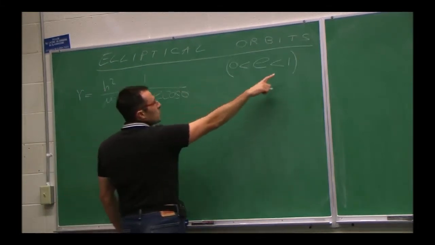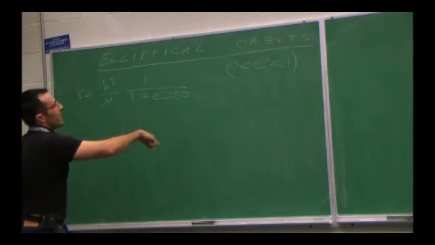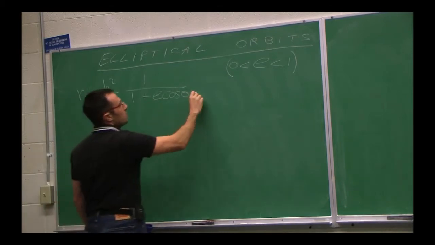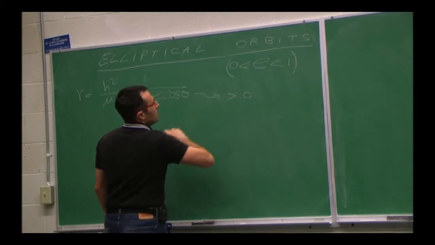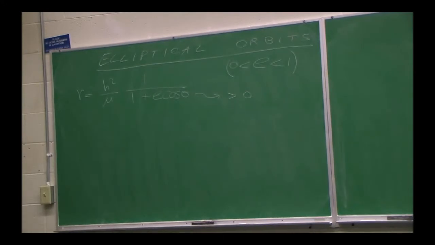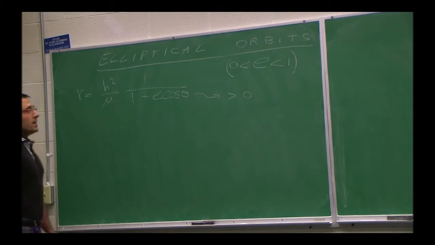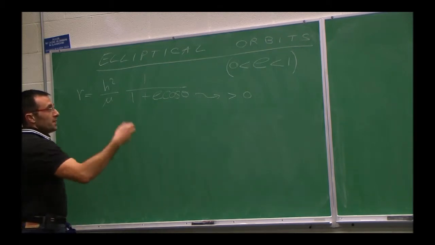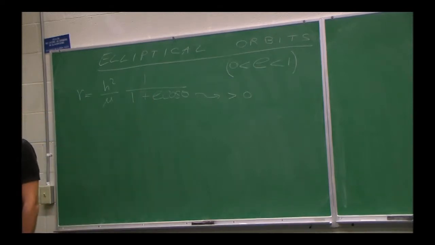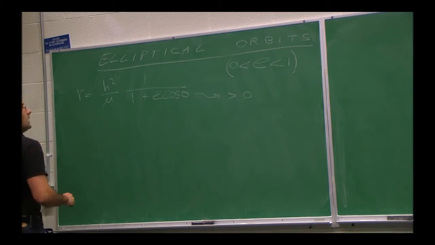e is still less than 1, so for any value of theta and any allowable value of e, this denominator is going to be positive. It is not going to ever be exactly 0. So the values for r that you can get are finite values, as opposed to what will happen when e is 1 or above 1, where the denominator can go to 0 and you can get infinity. That's why you have parabolic and hyperbolic trajectories. But we're not doing those yet.